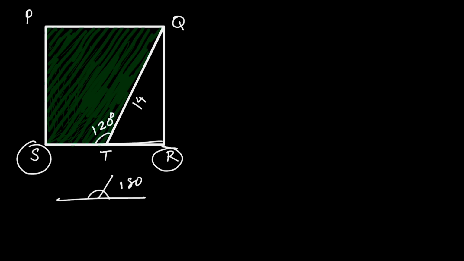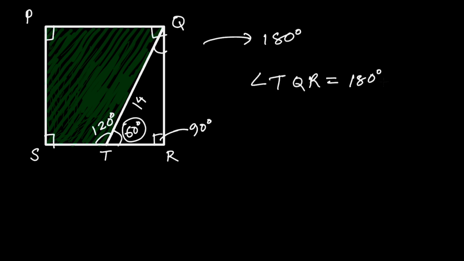Now let's focus on triangle QRT, because PQRS is a square. Every corner of the square is a right angle. Therefore, angle QRT equals 90 degrees. We already found that angle QTR equals 60 degrees. The angles inside a triangle must add up to 180 degrees, so angle TQR equals 180 degrees minus 90 degrees minus 60 degrees, which equals 30 degrees. This means triangle QRT is a 30-60-90 triangle. That observation is the key to the entire problem.